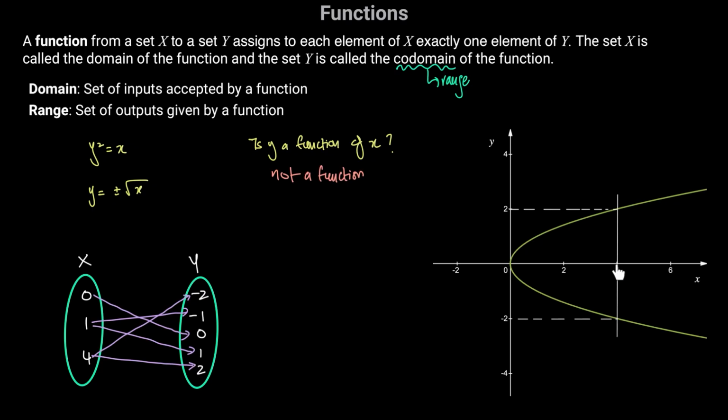So what the vertical line test tells us is that for something to be a function, for any valid input, we should get exactly one output. In other words, that vertical line should intersect the graph at only one point. If it intersects the graph at more than one point, in other words, if a given input gives us more than one output, then we can say that that relationship is not a function. So here y is not a function of x.